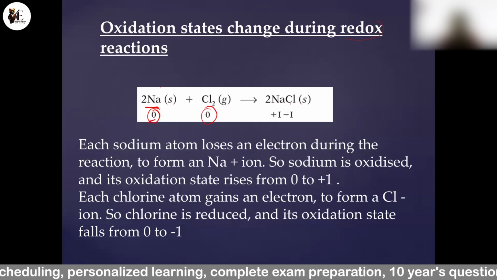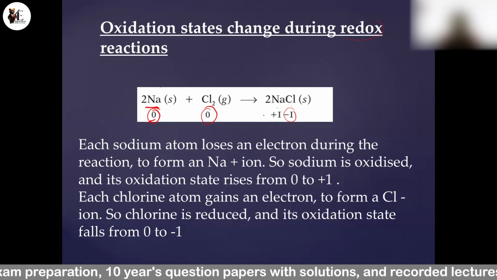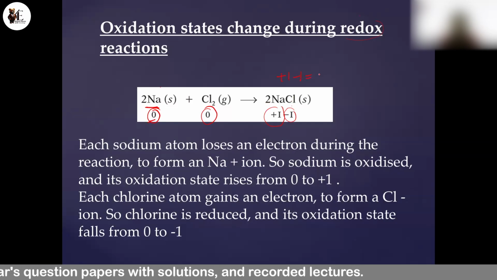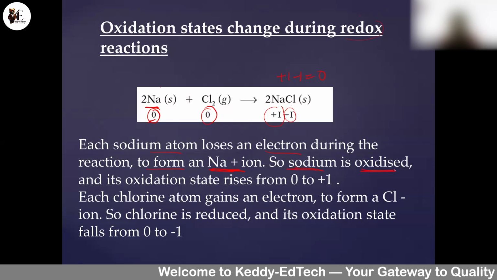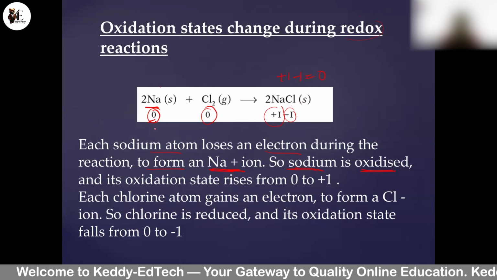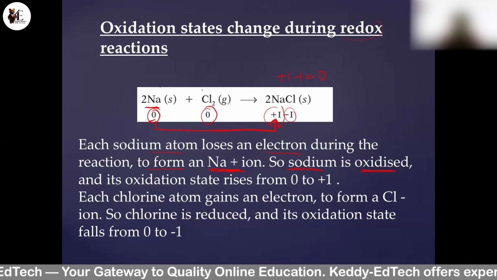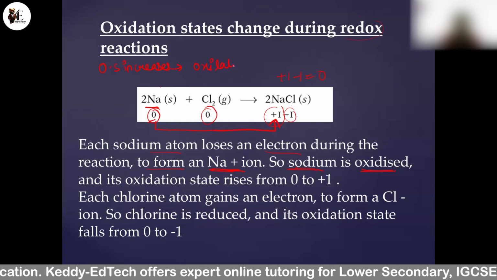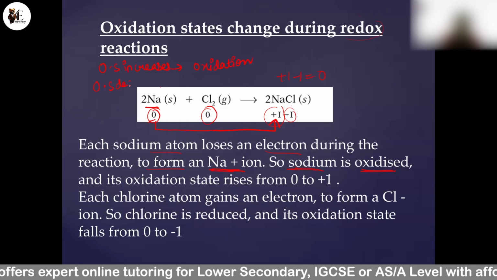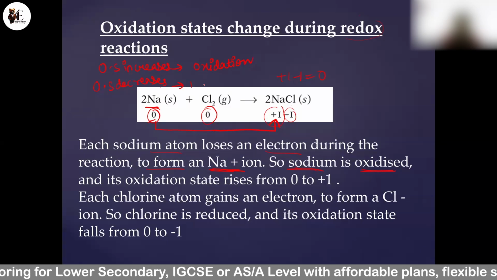And if you want to write down the oxidation state for chlorine in NaCl, then you know it is -1. Chlorine is -1 from that table. If it is -1, then sodium should be +1, because +1 and -1 add up to 0. So each sodium atom loses an electron during the reaction to form the Na+ ion. Many times we have discussed how a sodium atom loses its outer valence electron to form the Na+ ion. If it is losing the electron, then sodium is oxidized, right? Because oxidation is loss of electrons. And you can see that the oxidation state of sodium rises from 0 to +1. So if the oxidation state increases, it is oxidation. This is your fourth definition. And if the oxidation state decreases, it is your reduction process.